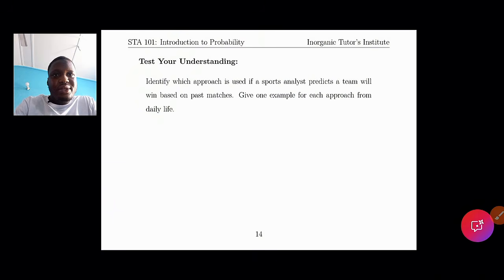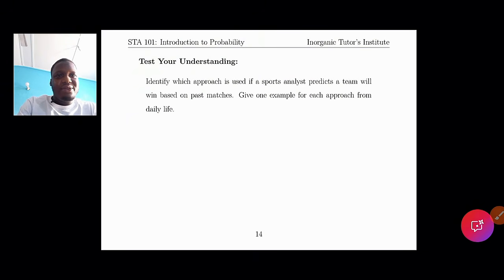So test your understanding on the previous slide. Identify which approach is used if a sports analyst predicts a team will win based on past matches. This example is trying to be stubborn. It mentions sports analyst predicts, and it also mentions past matches. So what do you think? You can pause the video and tell me what you think about this.